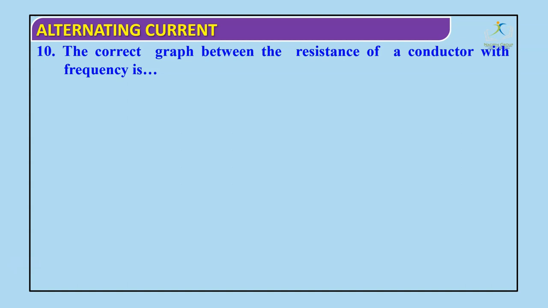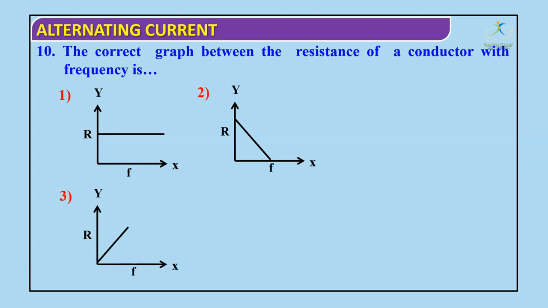Next question we have: the correct graph between the resistance of the conductor with frequency is. We have options in graphical form. So the correct option is option 1. We have to show the resistance of a conductor with frequency. So we know that it remains the same with frequency.